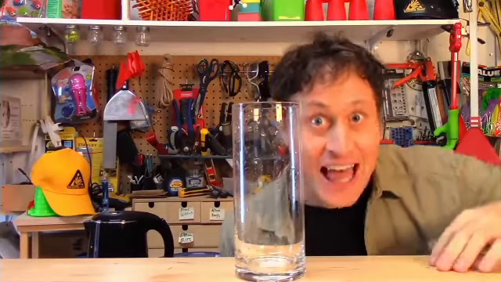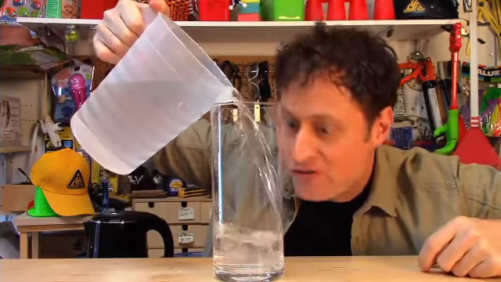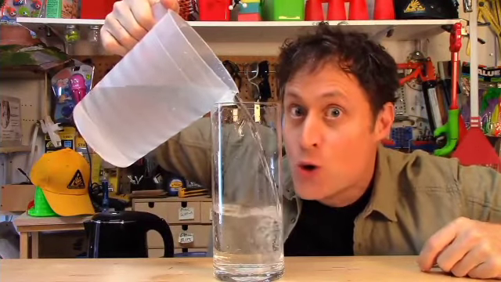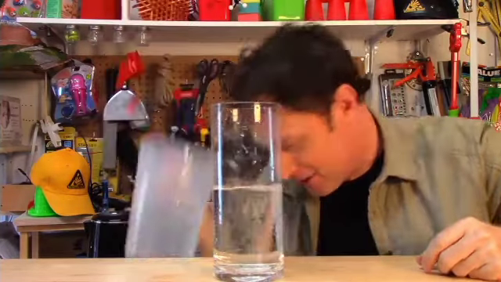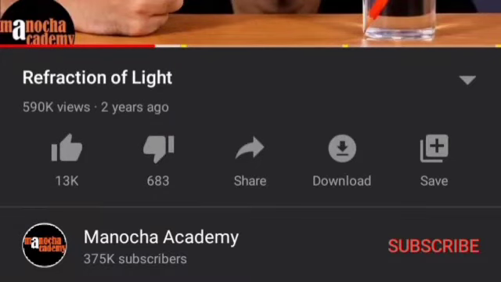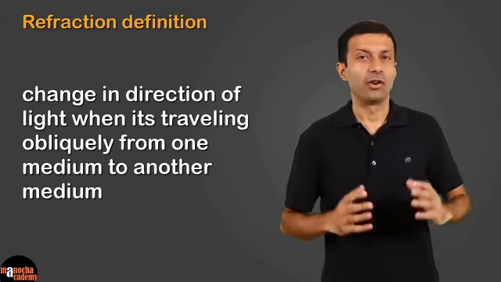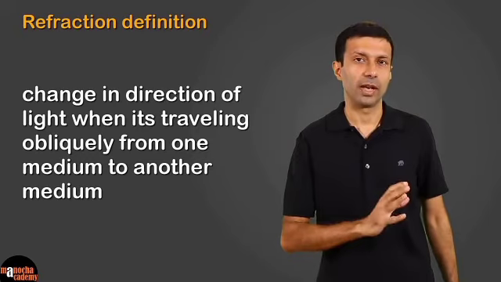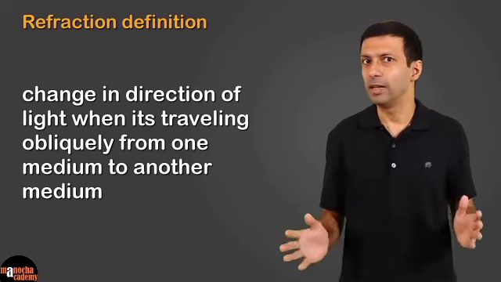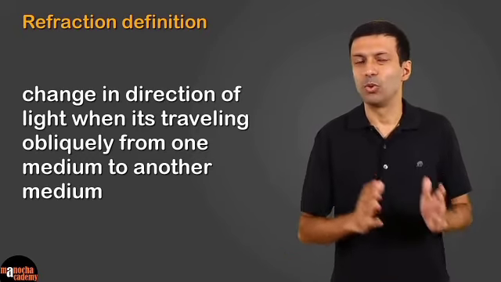This is a glass, and now the glass is being filled with water. Ooh, okay, hold on. The cool stuff happens in a second. Hold on. All right, here we go. Refraction of light. Refraction of light is defined as the change in direction of light when it's traveling obliquely from one medium to another medium.